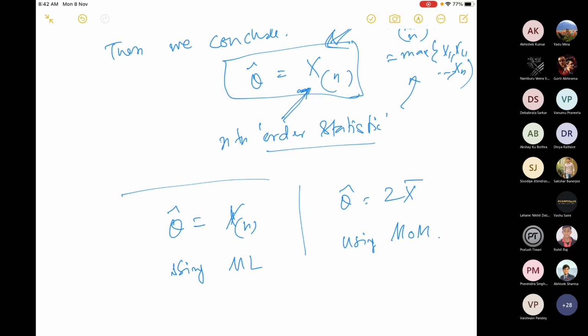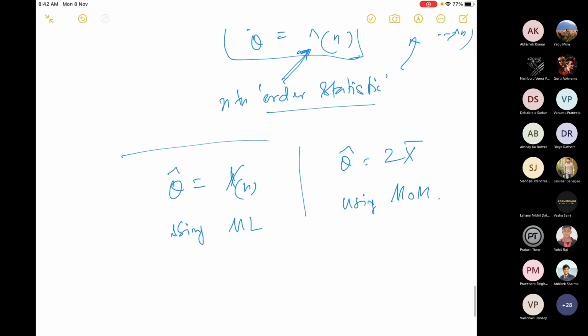Then the question is, there is a problem. How do I choose my estimator? Because it depends on the method I choose. Depending on the method, I get an estimator. And the question will be, which one is good? Whether this is good, x_n, the nth order statistic, or the max of x1, x2, ..., xn, or it's just 2 times the sample mean. So which one is better?